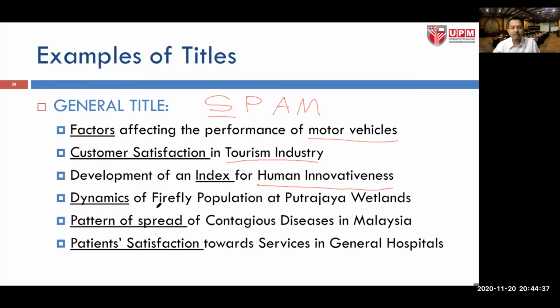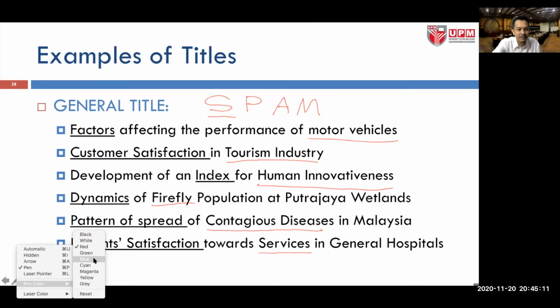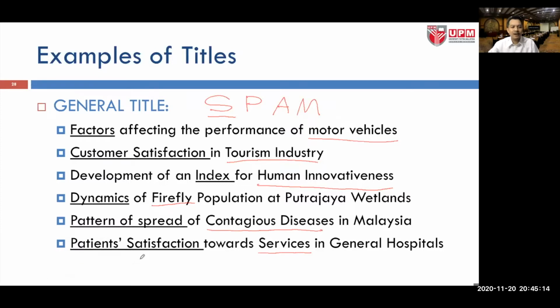Dynamics of firefly population, right? So it is the firefly is the subject under study, and then pattern of spread of contagious diseases. Contagious diseases is the subject under study, and patient satisfaction towards services in general hospital is basically the services in general hospital, right? So that is basically the subject under study in this particular case. And let us just then identify the other things, right? Probably I try to find a different color, right? What else do we have in this title?